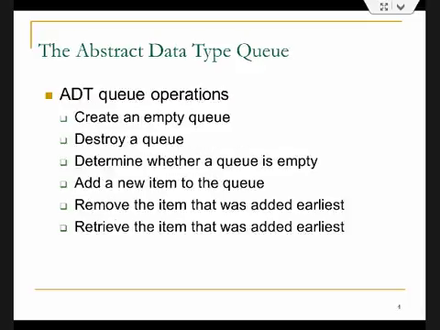Okay, so what are the abstract data type operations on a queue? Well, you need to be able to create the queue. Then when you're done with the queue, you need to be able to destroy the queue. You need to be able to tell, is this queue empty or not? To add things to the queue, and then to say, okay, let's process the first thing in line in the queue, and also just to say, oh, what is the first thing in line in the queue without actually removing it from the queue.